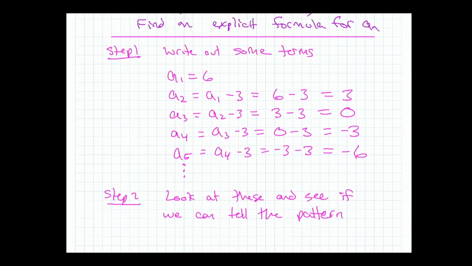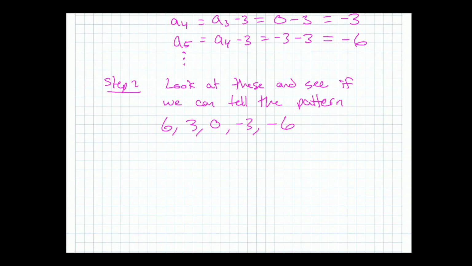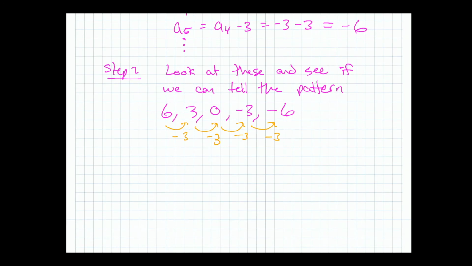So let's just write them out. So they were 6, 3, 0, minus 3, minus 6. Okay, so let's see if we can do it. The pattern to me looks like we're counting up, well actually down, but we're counting down by 3, right? This is like minus 3, minus 3, minus 3, minus 3. And we have a pretty good idea of how to do that.